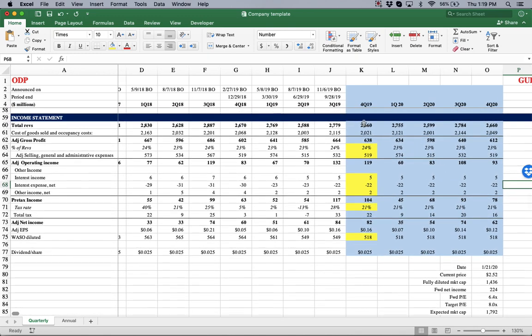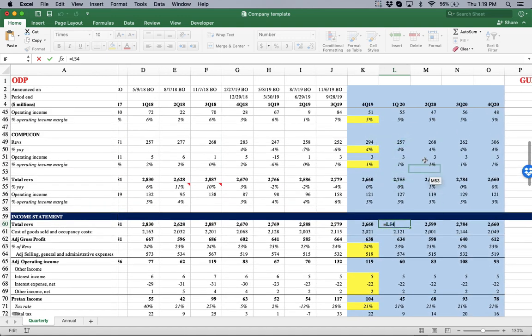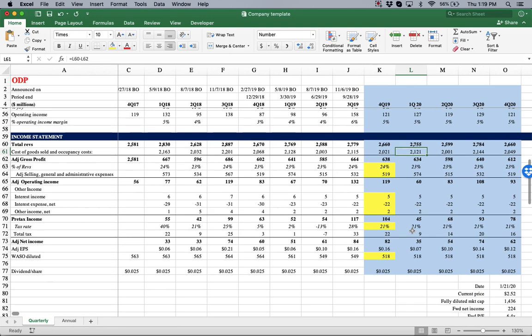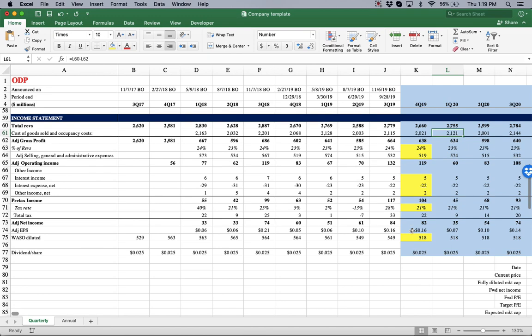So our total revenue numbers here, remember this is just coming from what we did in the last video where we calculated the different revenue for each of the segments above and we just added them together. Our assumptions here are that adjusted gross profit is going to be 24% of revenue, and then that our adjusted SG&A expenses are going to be driven off of this amount.